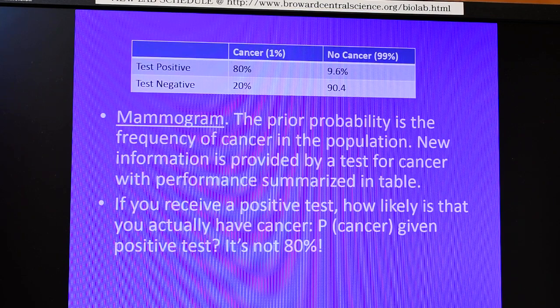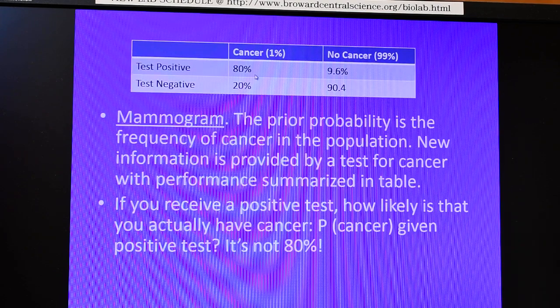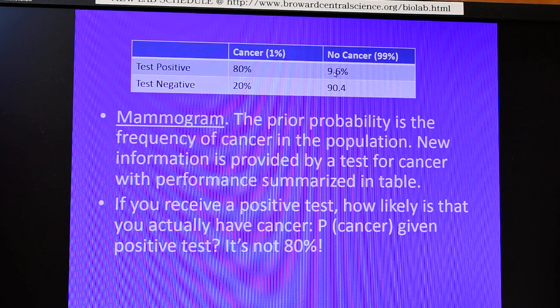If you give somebody who has cancer a test, it's going to give you a positive result 80% of the time. On the other hand, if you give somebody who doesn't have cancer this test, it is going to be wrong 9.6% of the time. You could sort of think of this as a false positive. This is a true positive. Notice these two things are not additive, but these two are. If you think about this, it's completely logical. Either people have cancer or they don't. But these two things are independent of one another in a way, I suppose.